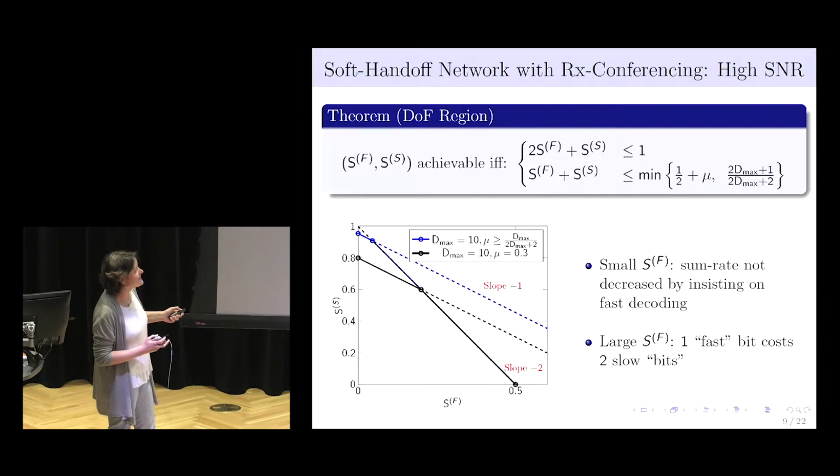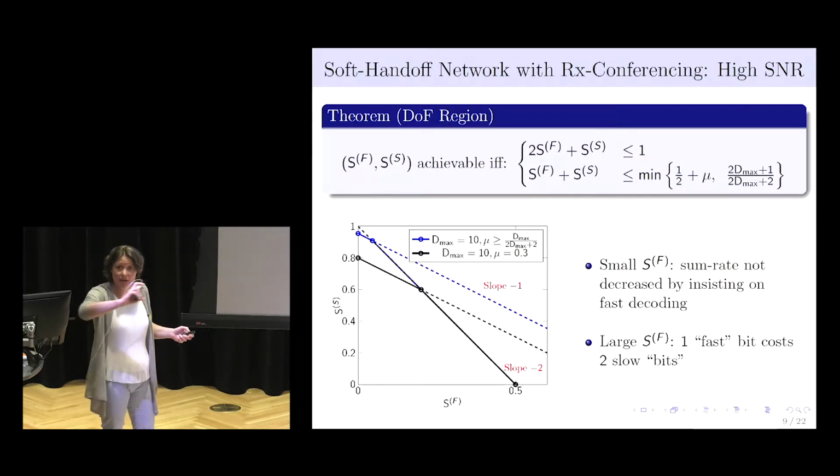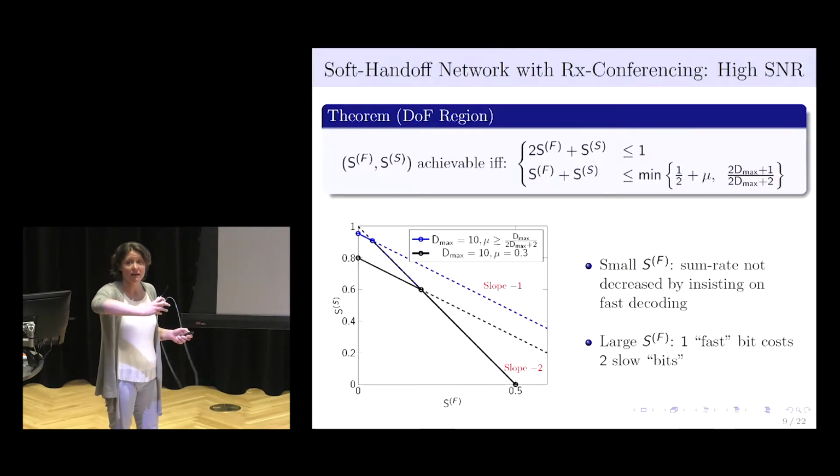When mu, the pre-log of the cooperation link, is large, we get this blue region. And when mu is a bit smaller, we get the black region. They are similar at the beginning for small SF, the pre-log of the fast message: we have a slope of -1, so we have a constant sum capacity, or a constant sum DOF.